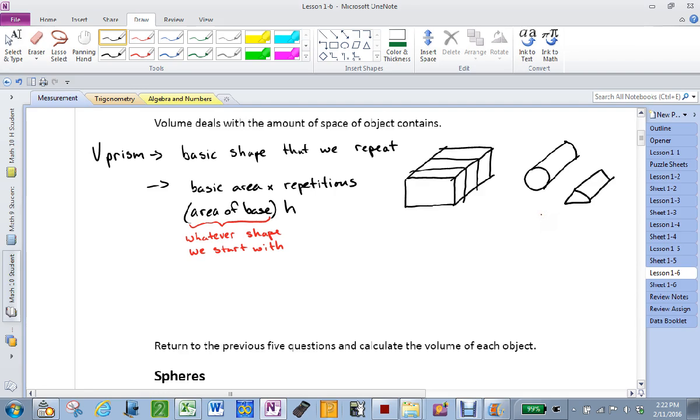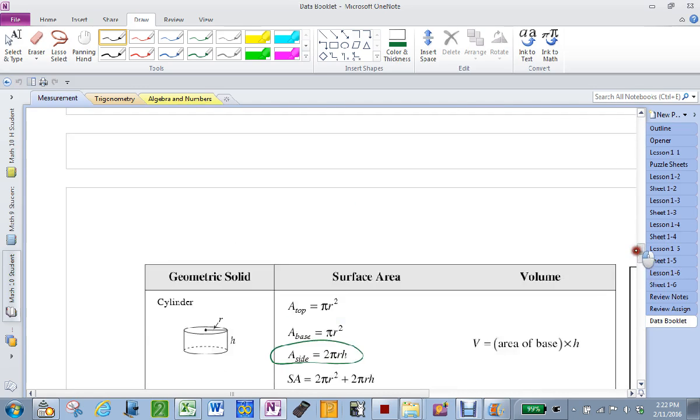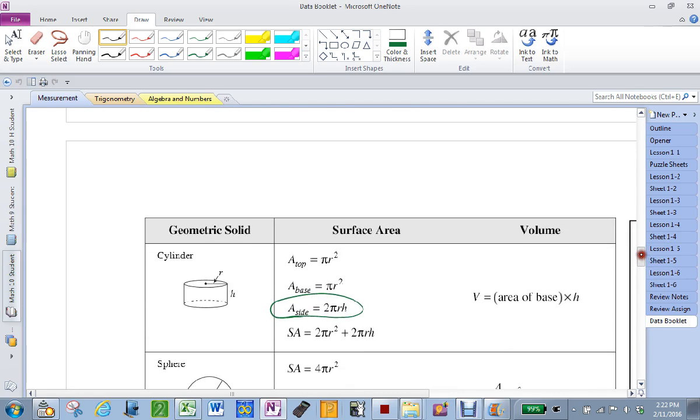Everybody good? Now, what if you can't remember the formula for area of a circle or area of a triangle? It's in your data booklet. Okay? Now, if you look in your data booklet, you see they're a little stingy with volume, aren't they? They just say area of base times the height. But if you look over here, they have the area of the base of everything, don't they?